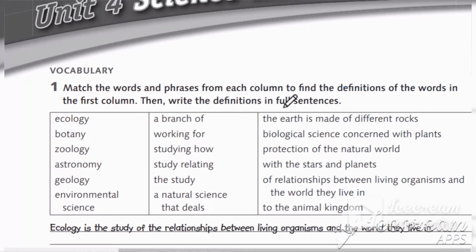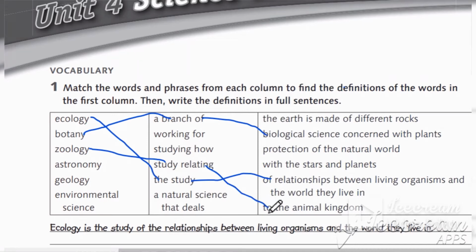Ecology. Ecology is the study of the relationships between living organisms. So we will match it. Ecology is the study of the relationship between living things, living organisms, and the world they live in. Botany. Botany is a branch of biological science concerned with plants. Zoology, the study relating to the animal kingdom.